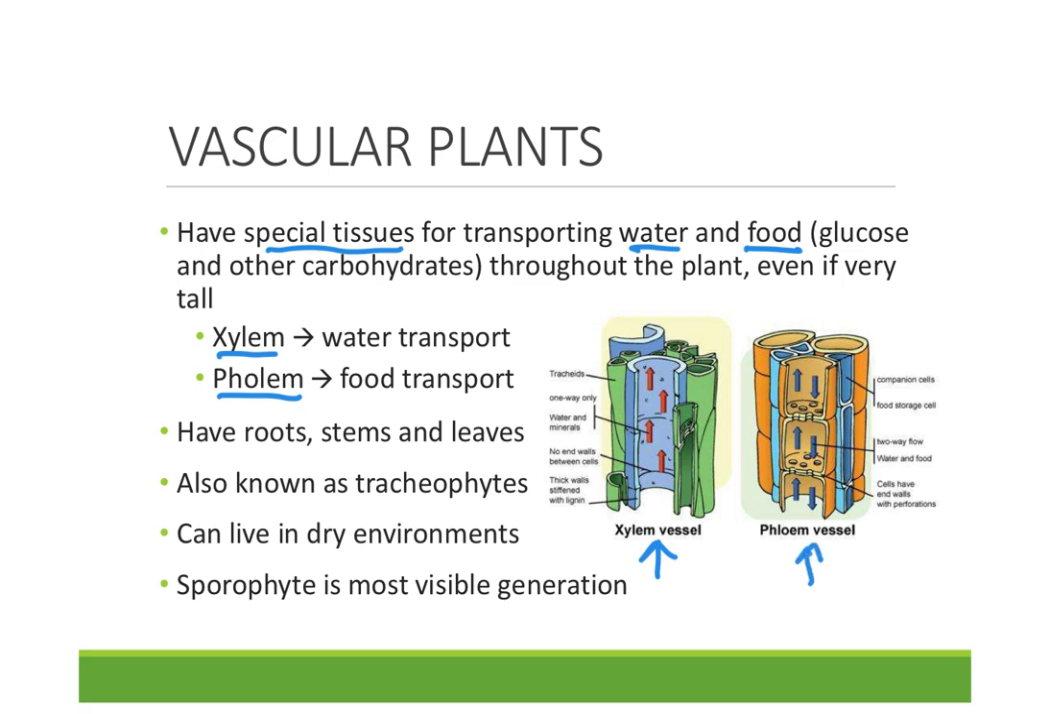There are true roots, stems, and leaves, and we will be looking at these structures in a little more detail later on in the course. Vascular plants are known as tracheophytes. If you know where your trachea is in your body, that's your windpipe. So again, the word trachea refers to some kind of tubing system, and vascular plants have these tubes to carry water and food. Because of their structure, vascular plants can live in dry environments, unlike our non-vascular plants that need a moist environment.